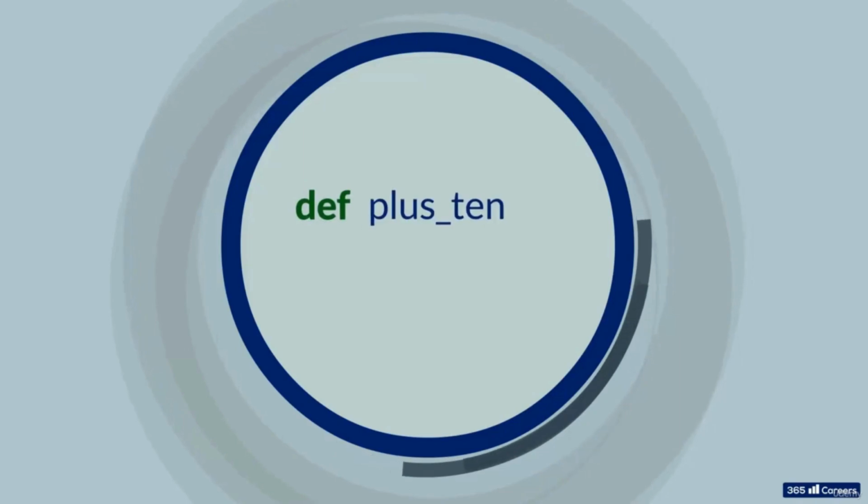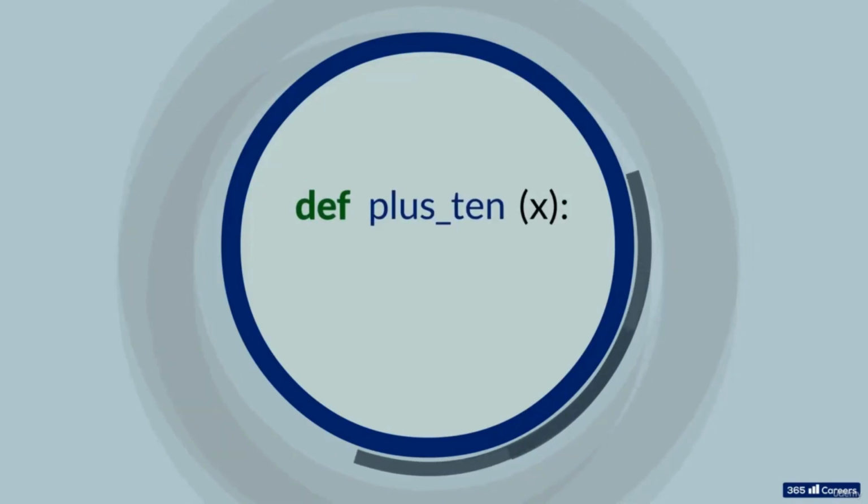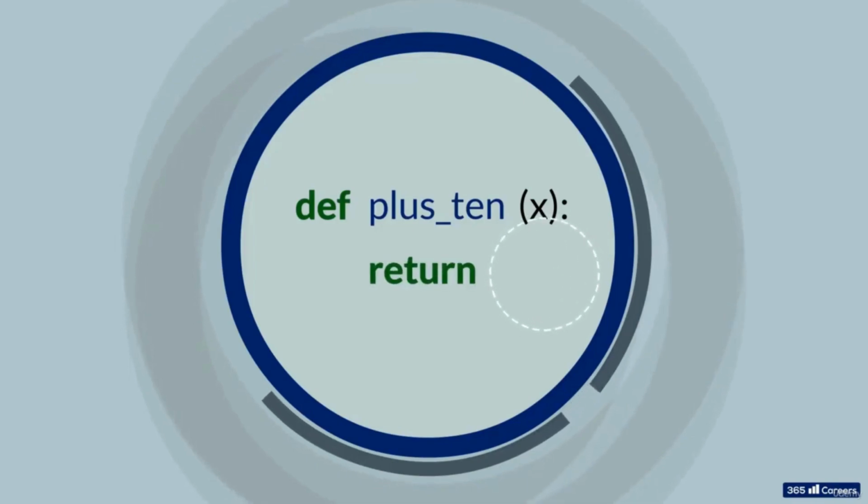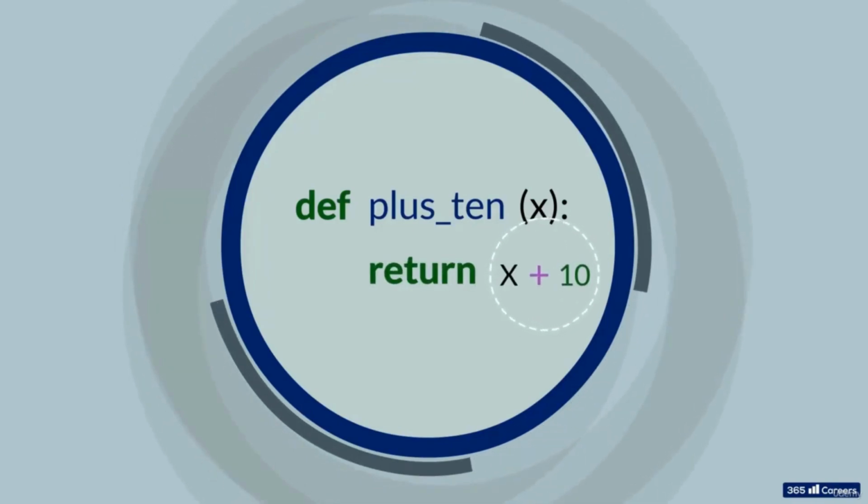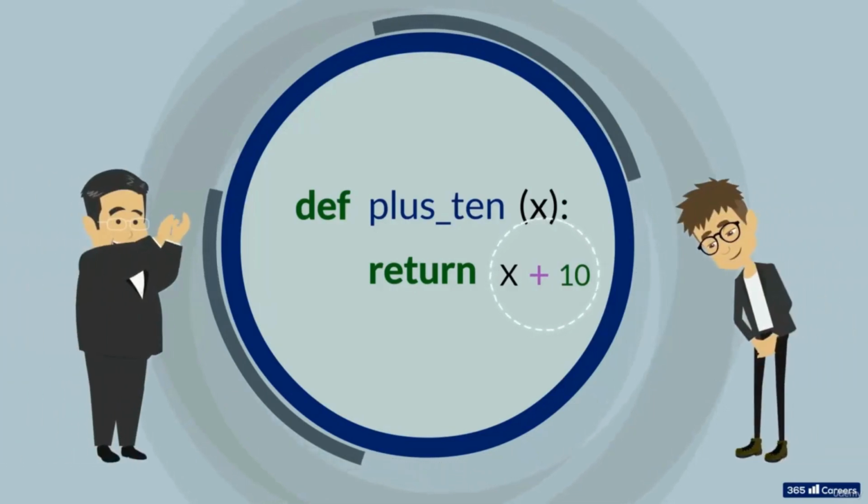First, he must define a function that takes x as an argument and then returns as an output a new variable equal to x plus 10. This is how this problem can be solved.